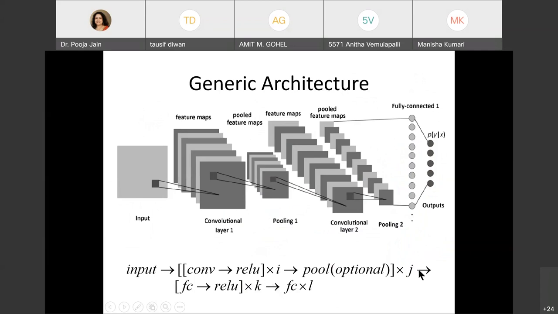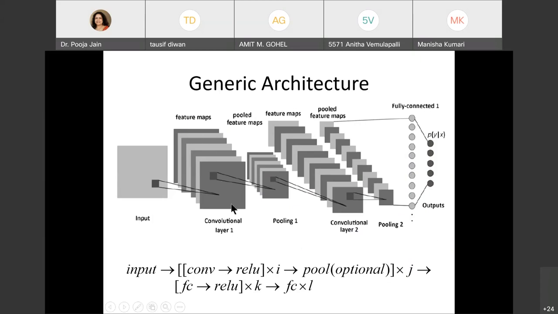Now come back to this generic architecture once again. Here, convolutional followed by ReLU is repeated I times. Pooling is optional. Can you tell me the value of I, J, K, and L in this architecture? See here, convolutional followed by ReLU is repeated I times. Is it like that in this figure? Only convolutional repeated? No.